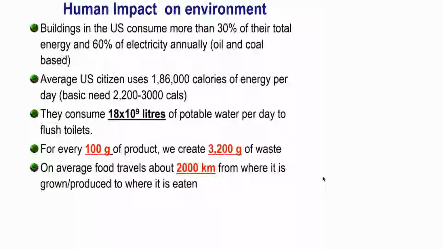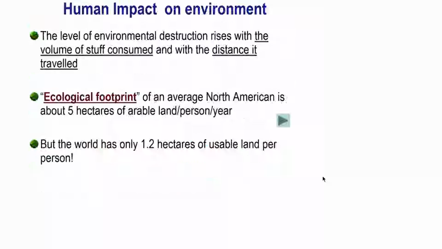On average, food is also traveling a whole lot of distance today, from where it is grown or produced to where it is eaten. For example, if you look at the rice or the wheat or the fruits that we are eating today, where is it originating, where is it cultivated, and how is it transported across different continents, sometimes large distances, before it reaches our table. This also means a lot of energy consumption and pollution during the transportation of these materials. So the level of environmental destruction rises with the volume of stuff consumed and with the distance it travelled.